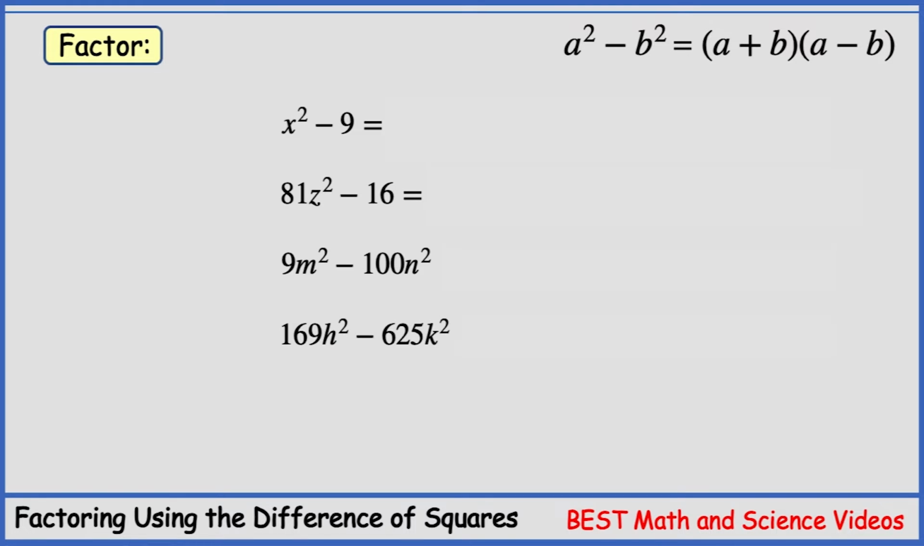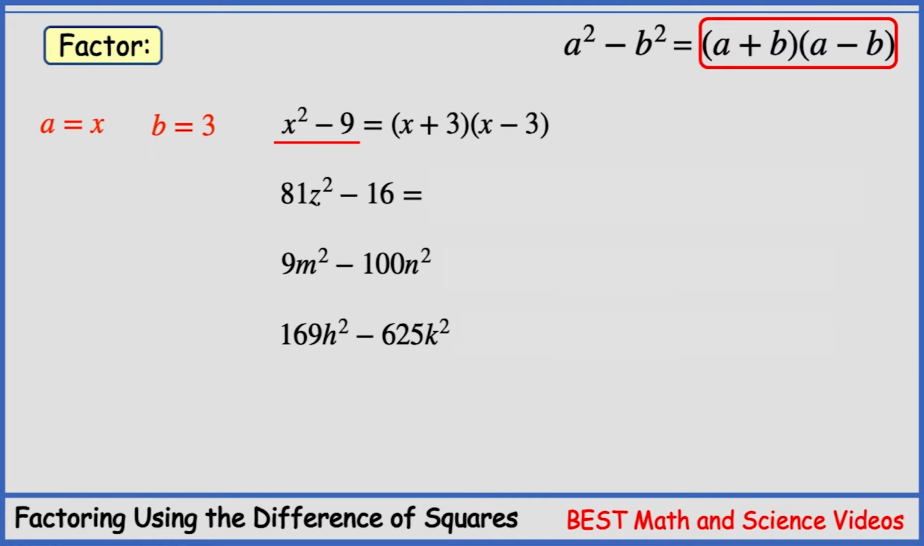To factor each of these expressions, identify a and b so that it has the form a squared minus b squared. Look at x squared minus 9. For the first term to have the form a squared, a must equal x. For the second term to have the form b squared, b must equal 3, because the square root of 9 is 3. So you can rewrite the expression as a plus b times a minus b. So x squared minus 9 becomes x plus 3 times x minus 3. And that's your answer.